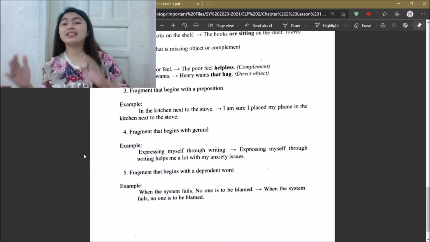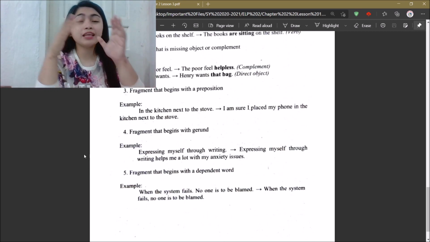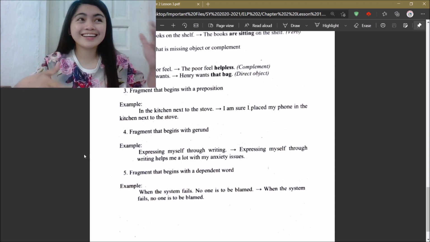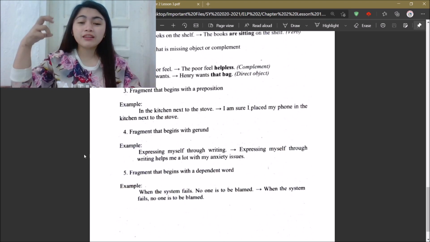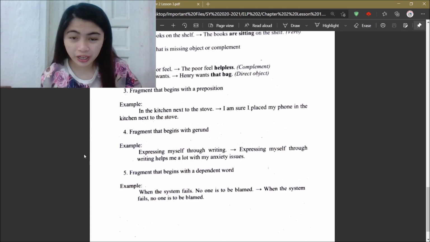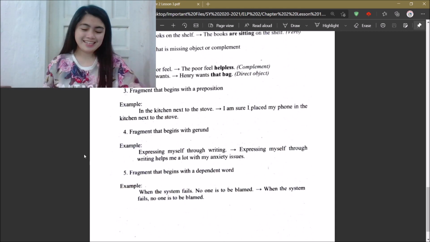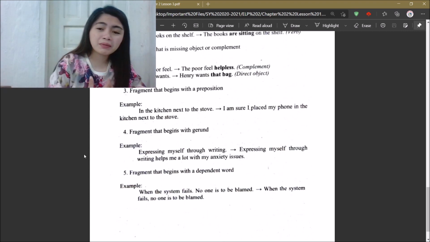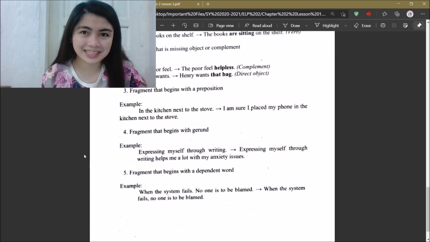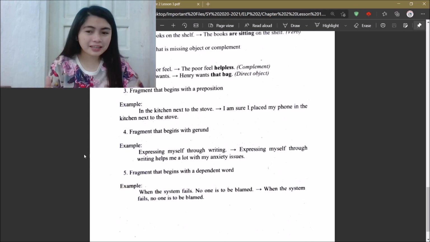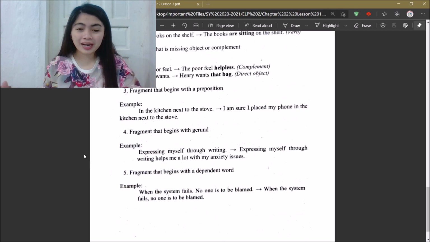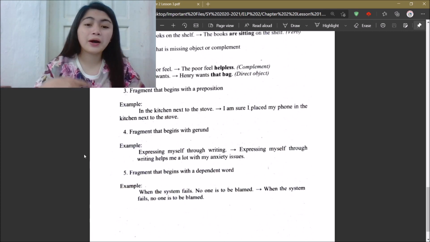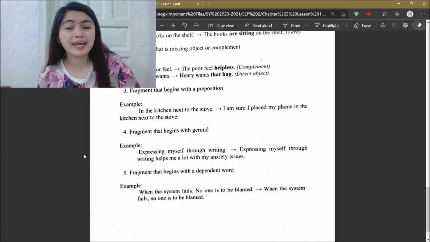Gerund is anything verb that is formed in an ing, but it functions as the noun or the subject of the sentence. So, yun. Sabi dito, expressing myself through writing. Expressing myself is the subject of the sentence. Okay? So, ang nawawala is yung ating predicate verb. So, ang dinagdag niya dito, helps me a lot with my anxiety issues.